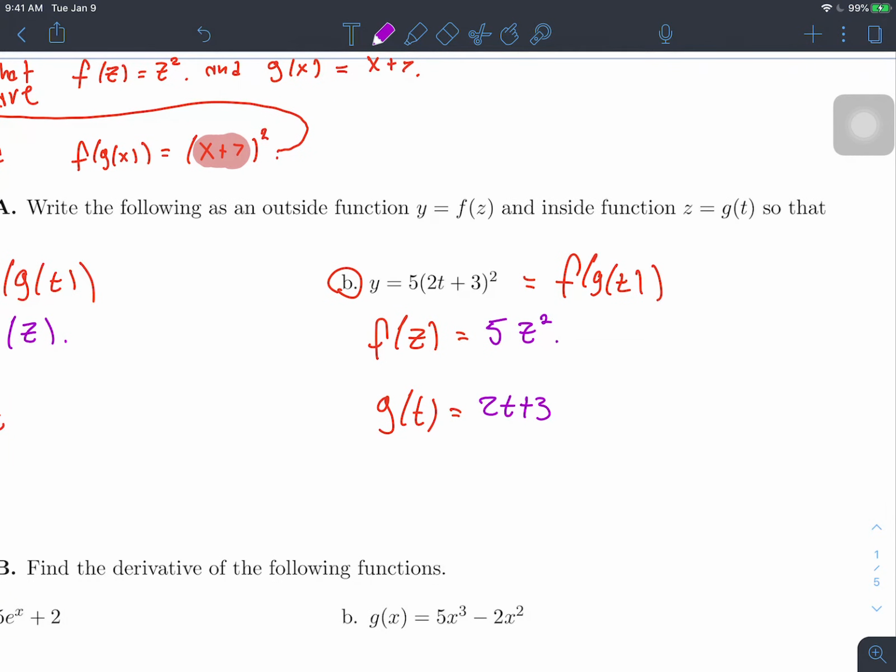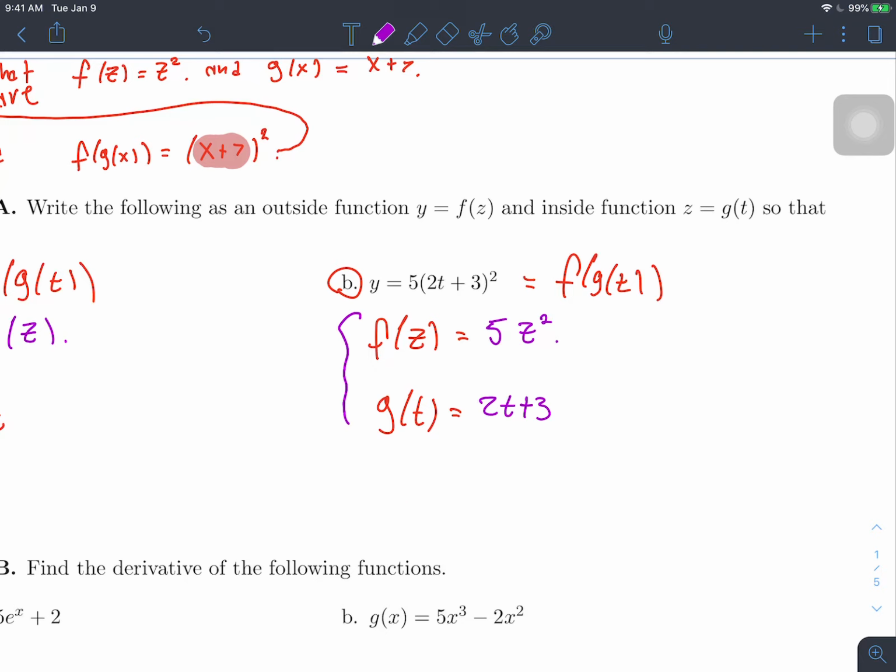You can always check your work on these, by the way, by doing the forward problem again. If they give us this stuff and they tell us to find out what's f of g of t, well, I would get 5, and then wherever I see a z, I would write 2t plus 3, and then squared. So I'd get back my original answer. Okay, wonderful.